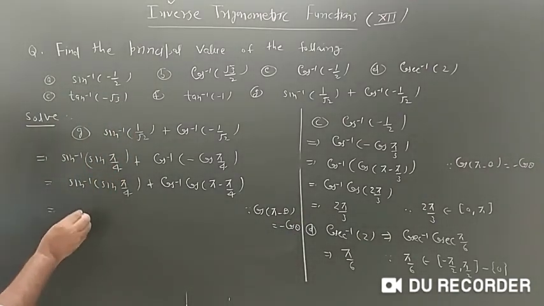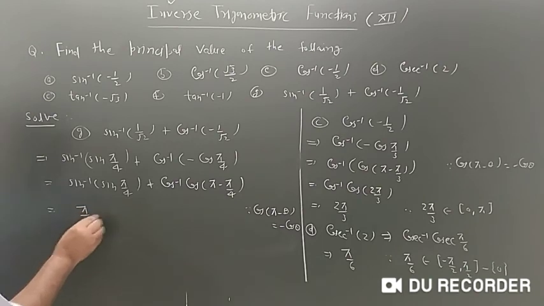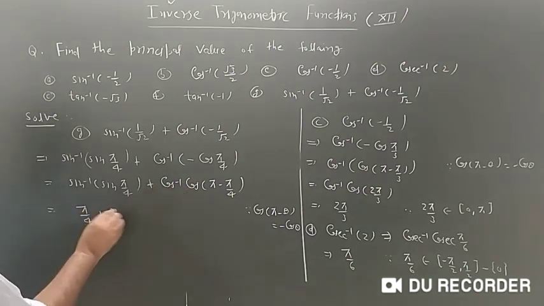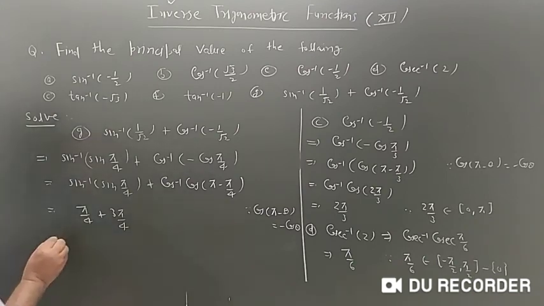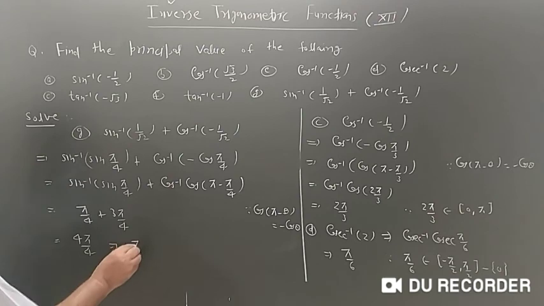So finally this becomes pi by 4 plus 3 pi by 4, which is 4 pi by 4, that is pi. So this is the principal value. These are some questions based on the principal value branch, and we can solve them easily if we remember the table.